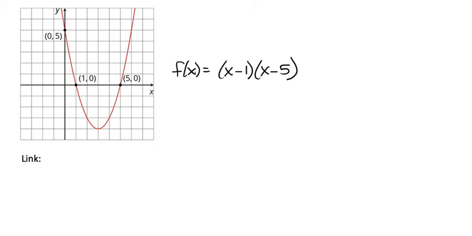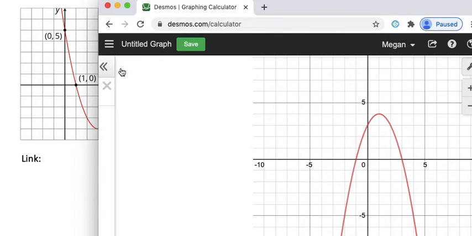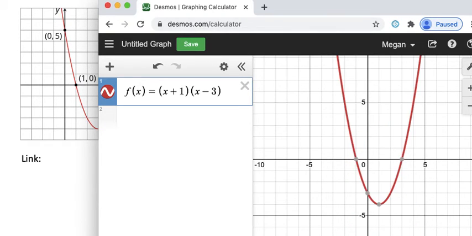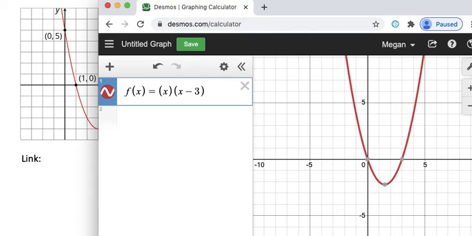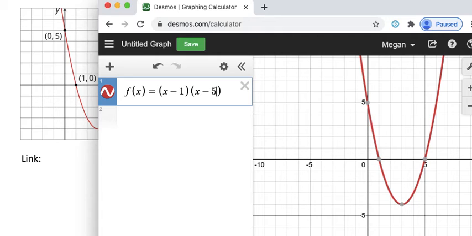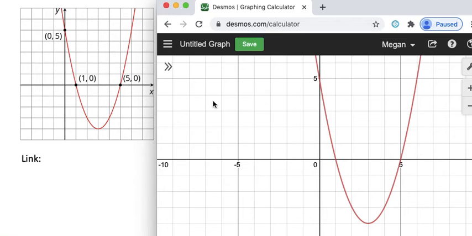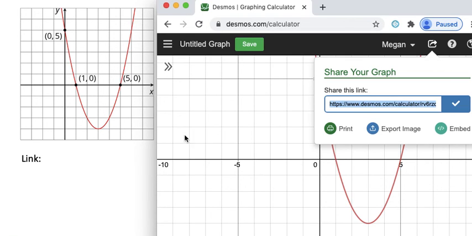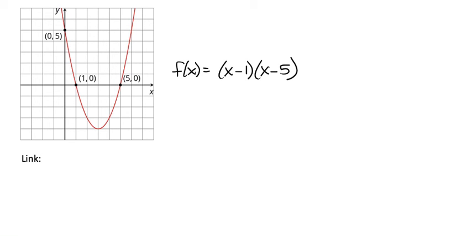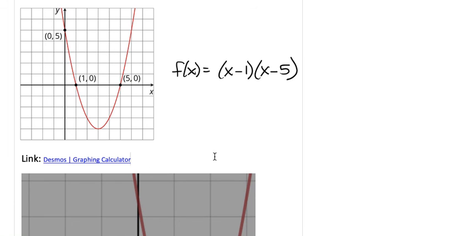Let's check and see if it worked. Okay, so comparing this graph to the picture, I should have a y-intercept at (0, 5). I should have an x-intercept at (1, 0) and another x-intercept at (5, 0). Looks like I made the correct graph, so I'm going to click on Share Graph, copy my link, and paste it over here. So for this assignment, you're going to have a different link with different letters for each graph.